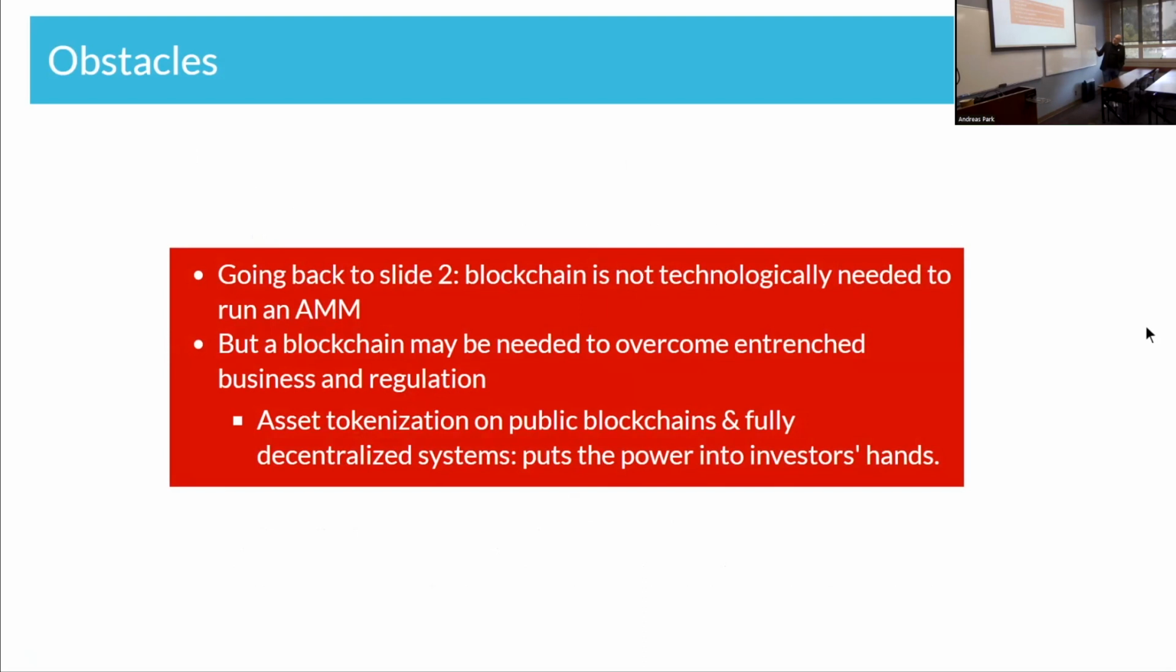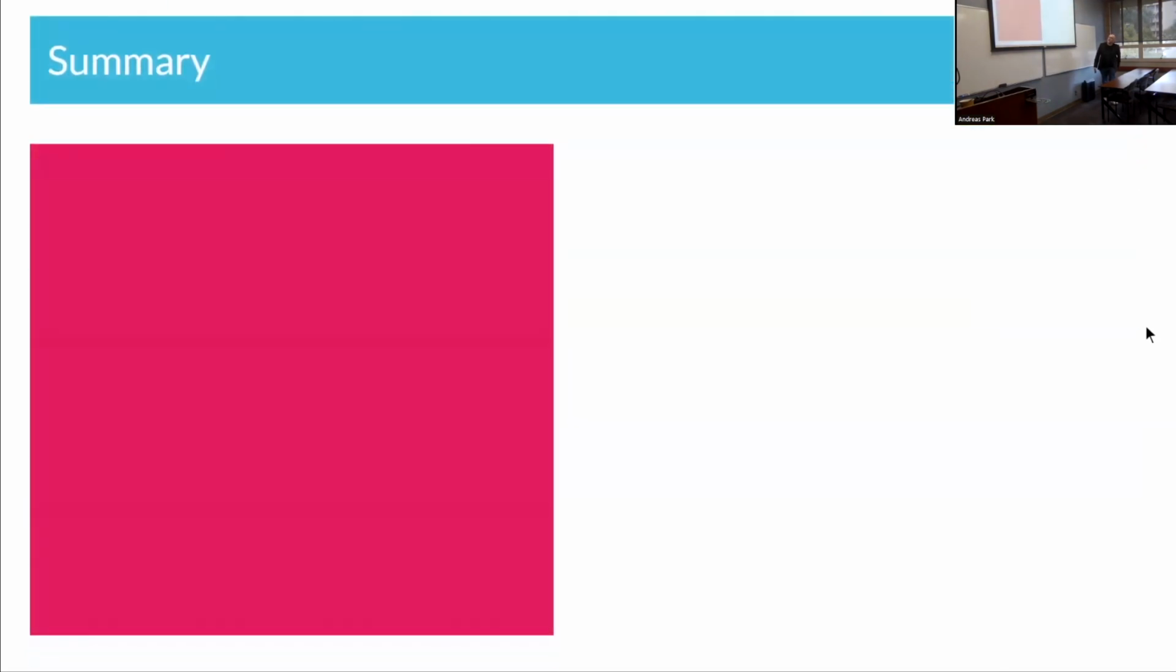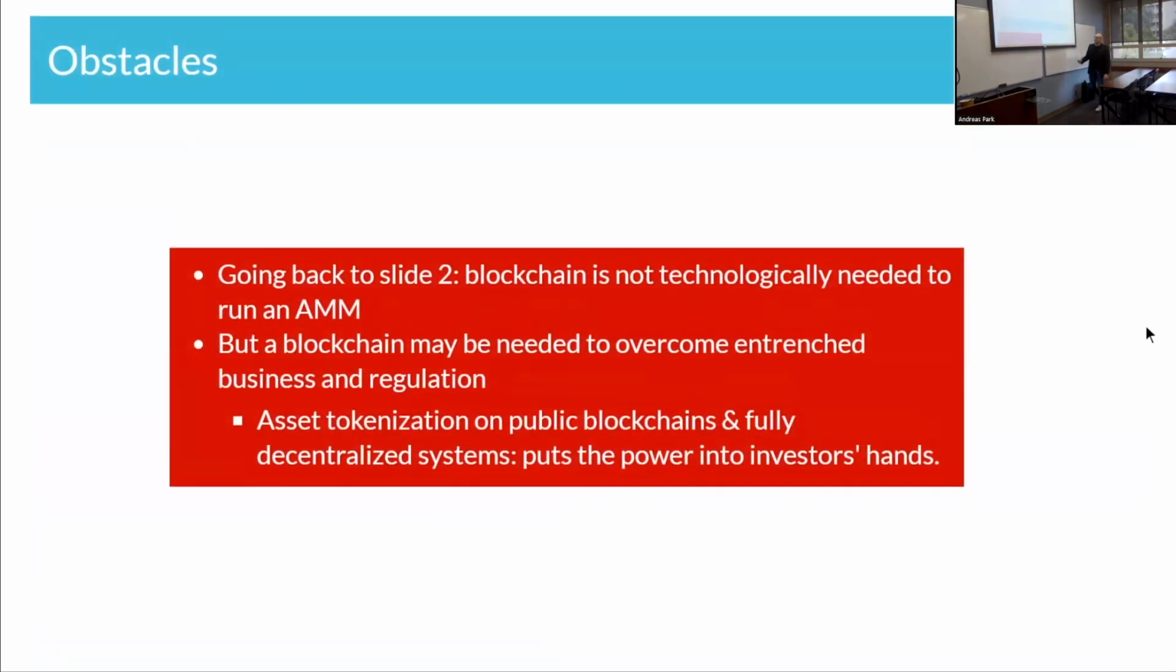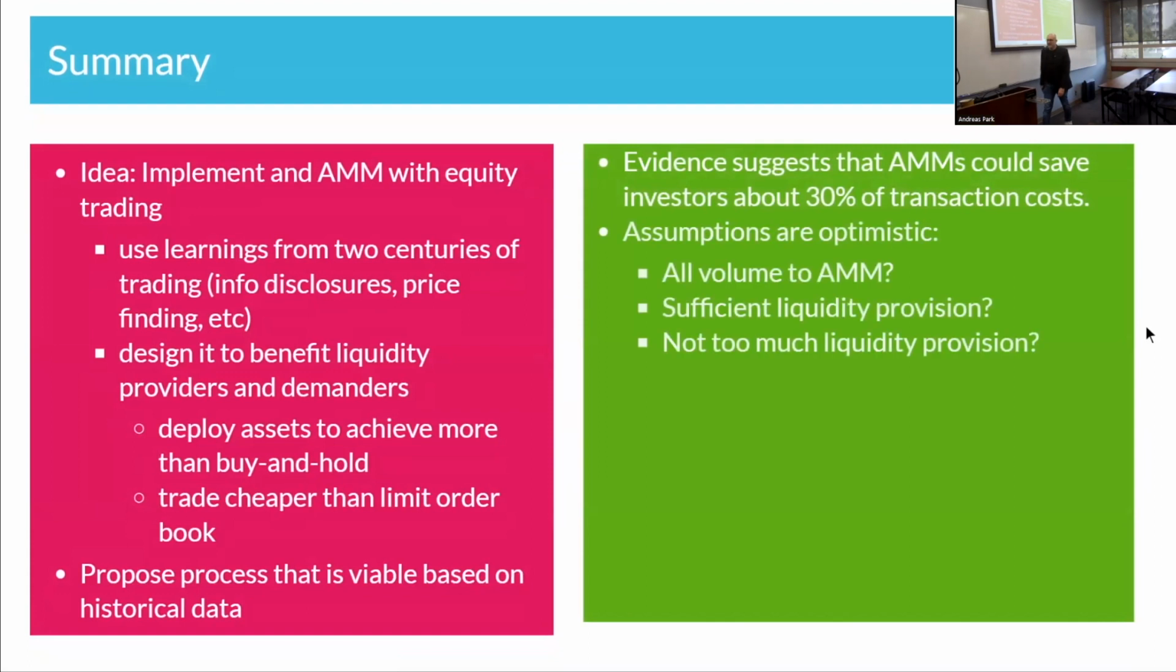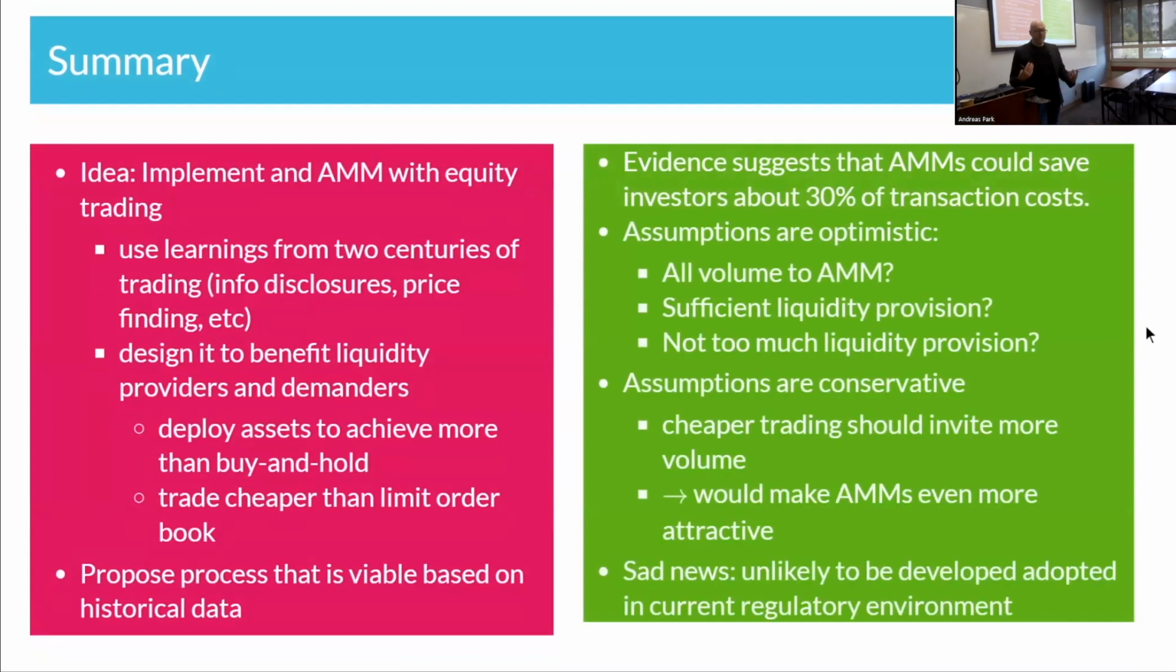So, going back to slide 2, blockchain is not technologically needed to run an AMM, but it seems to be the way to do it. If you actually have tokenization of stocks, if you allow people to have access to the assets themselves, then you can have a tool like this one. So again, the blockchain is not necessary, but it would probably be the catalyst to make it happen. Okay, I think I should stop. My summary is already what you've seen, right? So that's quite a lot of money that can possibly be saved here. Okay, thank you.